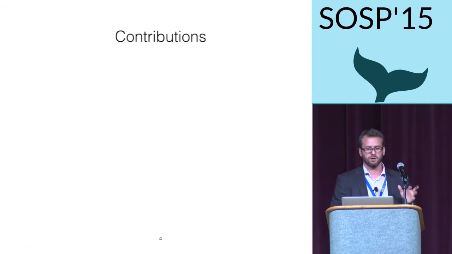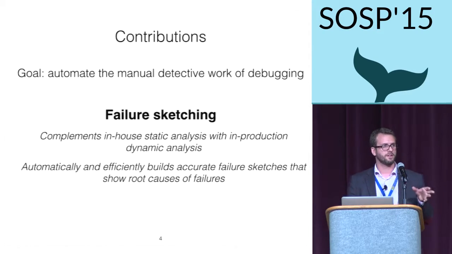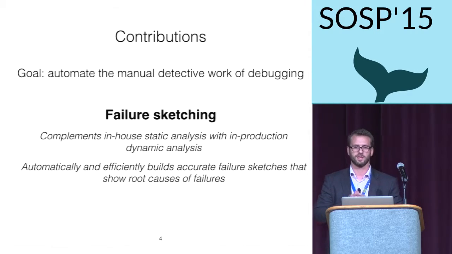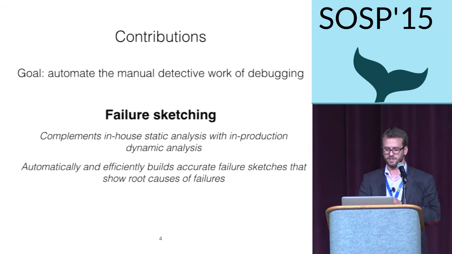Our overarching goal in this project is to automate the labor-intensive detective work that developers have to go through manually. To do this, we pick from where existing systems left off, and in particular, our main contribution is a technique called failure sketching. Failure sketching complements in-house static analysis and in-production dynamic analysis to obtain failure sketches automatically and efficiently.